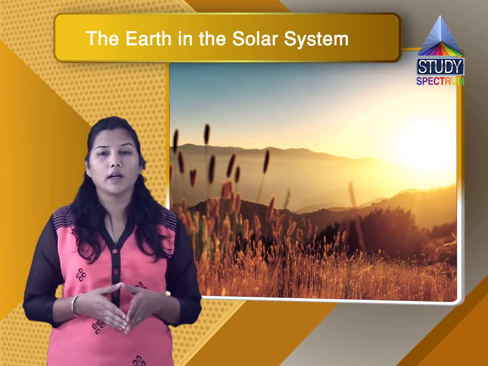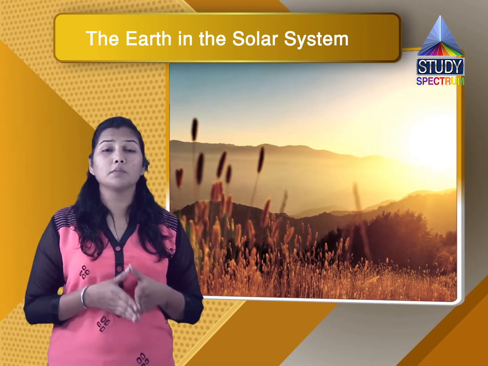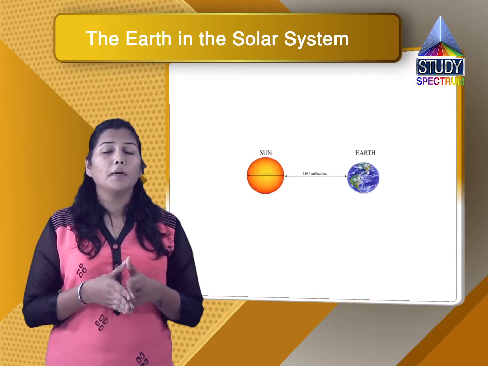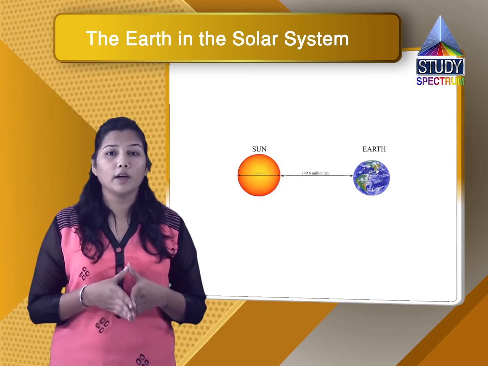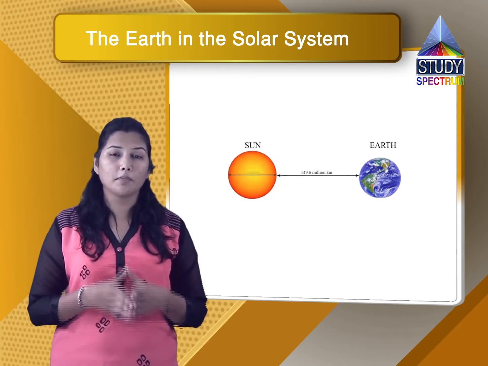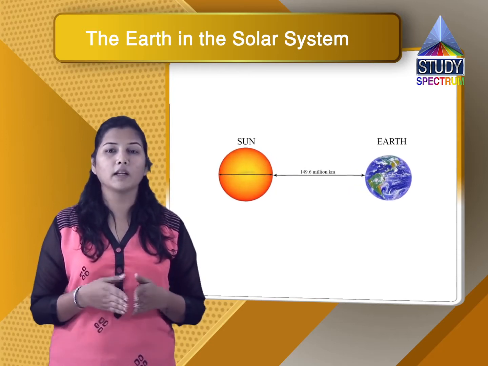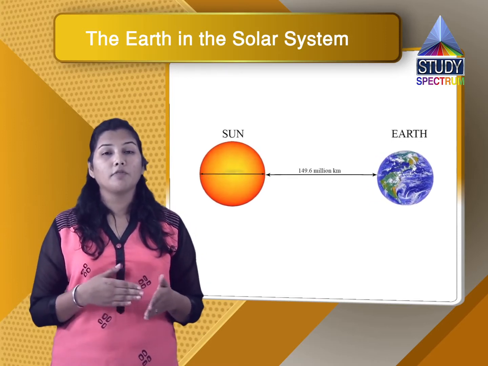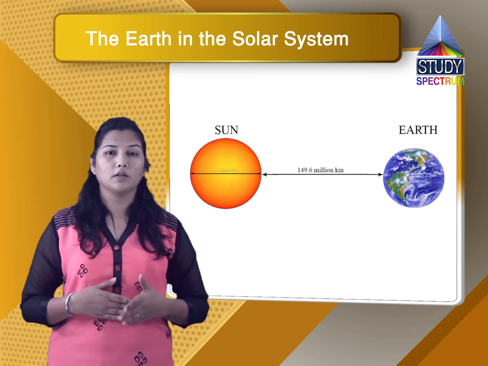If we look at our day-to-day lives, it is the ultimate source of heat and light for the solar system. But the tremendous heat is not felt by us because of the simple fact that we are pretty far away from it. The sun is about 150 million kilometers away from the earth.